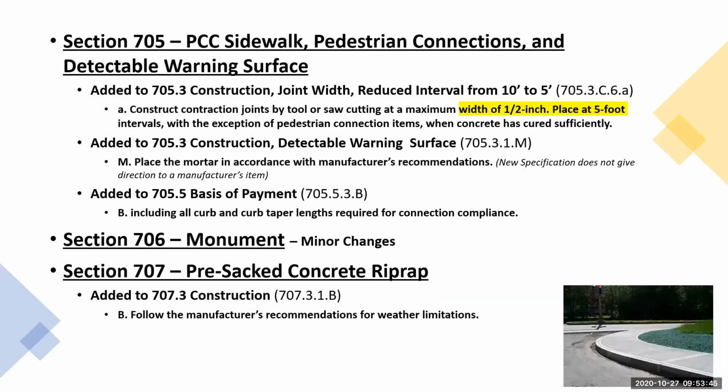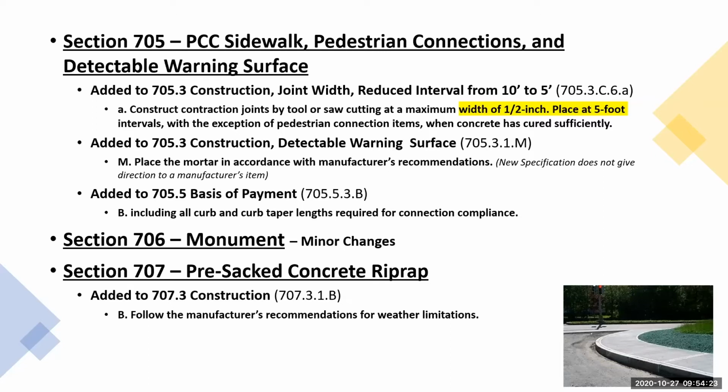Under 705, PCC sidewalk, pedestrian connections, and detectable warning surface. For this one, we reduced the interval of the joint from 10 feet. So that's of significant note from the 2016. Also under 705.3, with the detectable warning surface, once again, we're going to defer to the manufacturer's recommendations, place the mortar under that in accordance with that. So the new specification just in general does not give direction to a manufacturer's item.